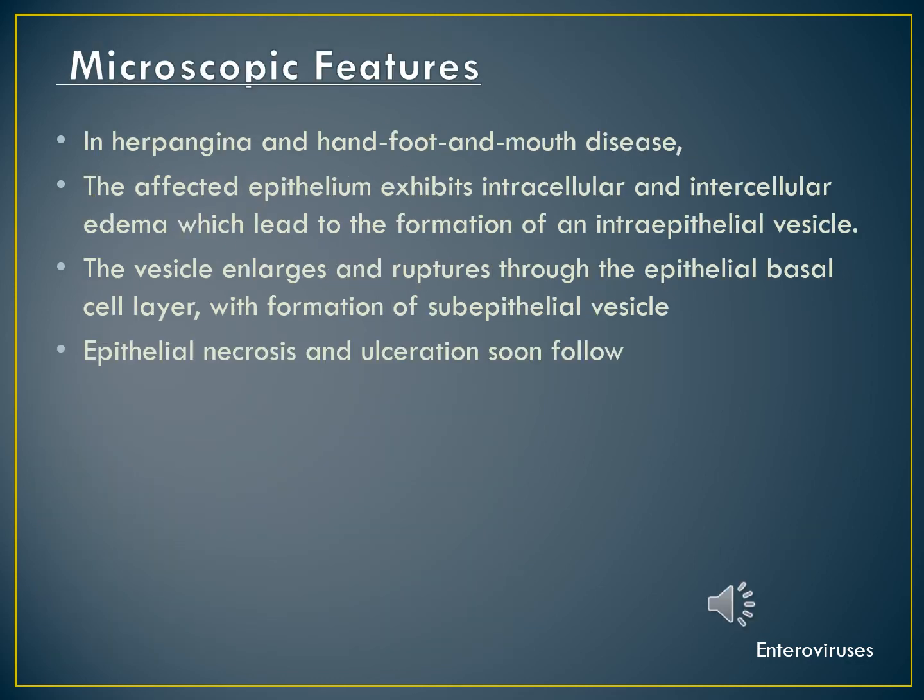Microscopic features of enteroviruses. In Herpangina and hand, foot, and mouth disease, the affected epithelium exhibits intracellular and intercellular edema, which leads to formation of an intraepithelial vesicle. The vesicle enlarges and ruptures through the epithelial basal cell layer with formation of a subepithelial vesicle, and epithelial necrosis and ulceration soon follow. Inclusion bodies and multinucleated epithelial cells are absent.